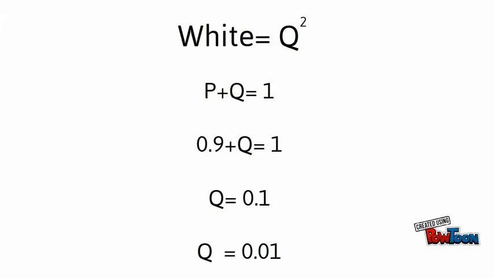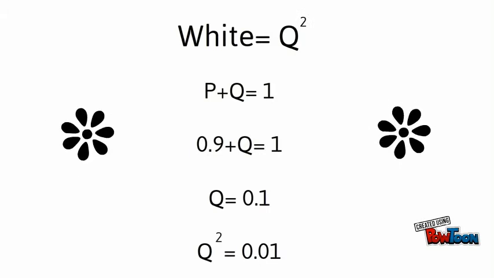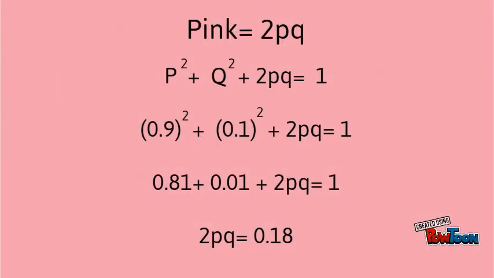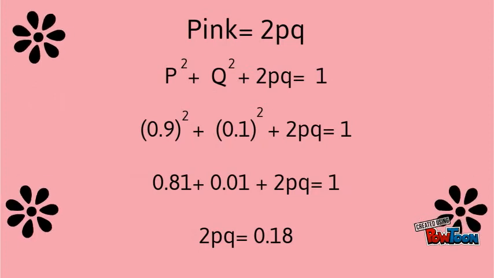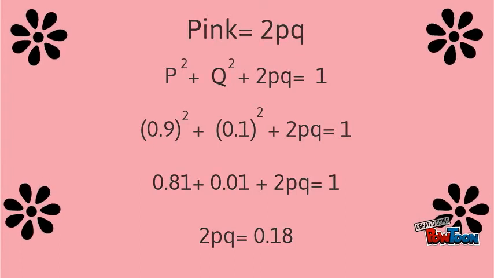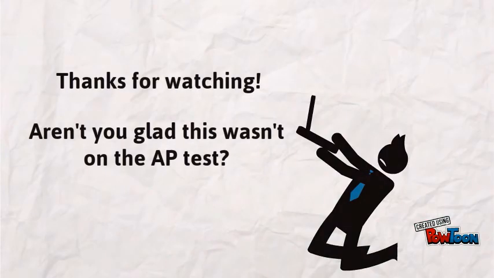Using the equation P plus Q equals 1, the frequency of the Q allele is 0.1. If 0.1 is squared, then the numbers yield the homozygous recessive phenotype as 0.01, meaning 1% of the population is white. Then, to find the frequency of the heterozygotes, the equation P squared plus 2PQ plus Q squared is used. 0.9 squared plus 0.1 squared plus 2PQ can be simplified to yield 0.18 as the heterozygote frequency, meaning 18% of the population is pink.